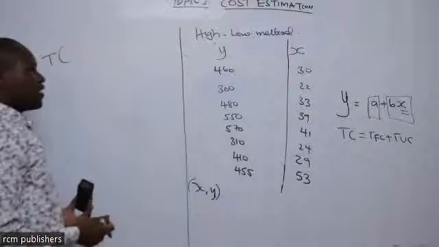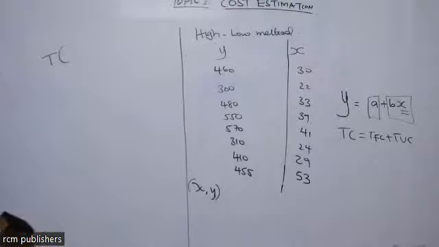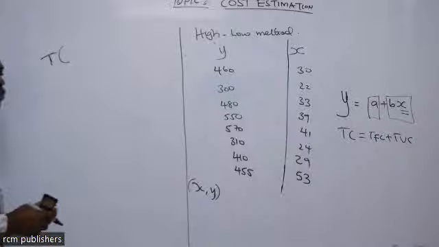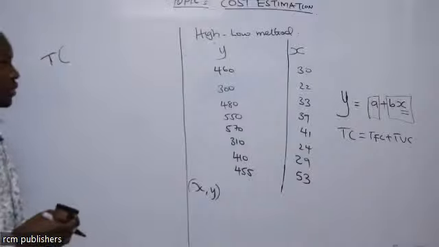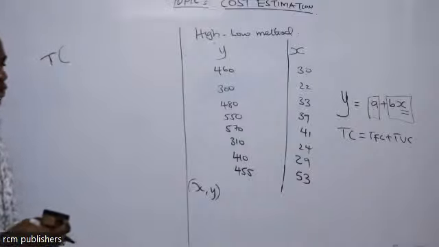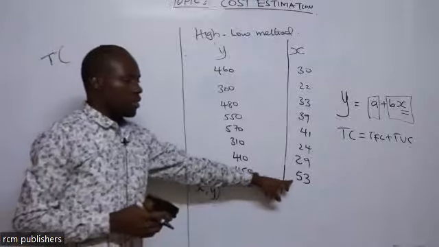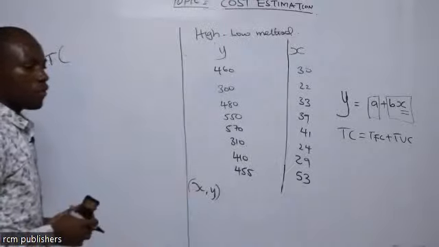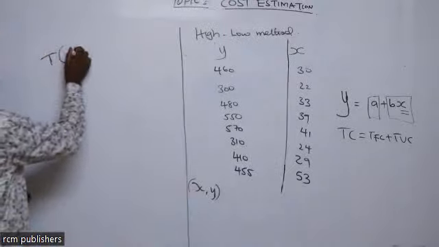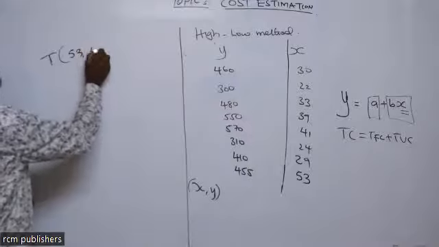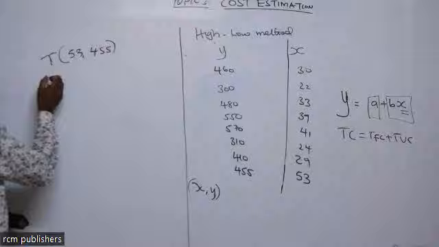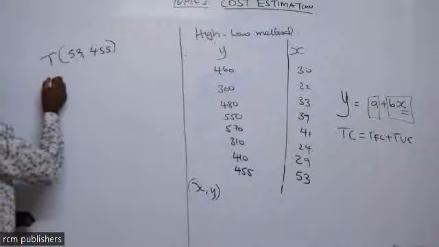So can someone give us the combination of the highest value? Let's call it coordinate T. What will that coordinate be? 53. So we are having 53, 455 as the combination of the highest value. Okay. Can someone give us the combination of the lowest value?